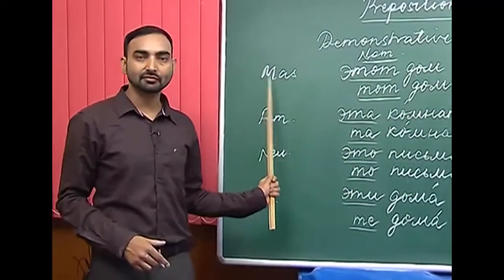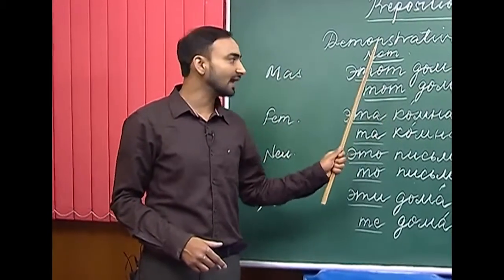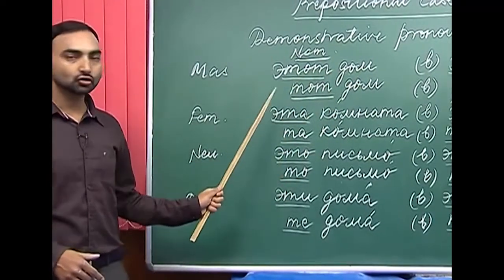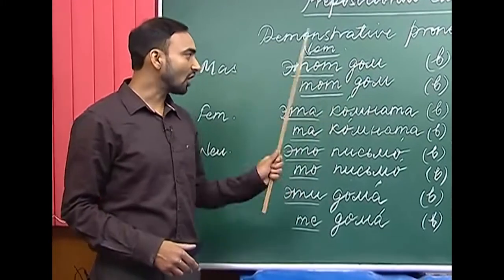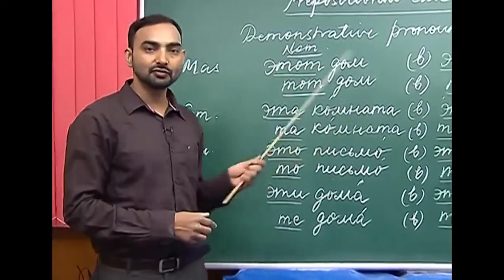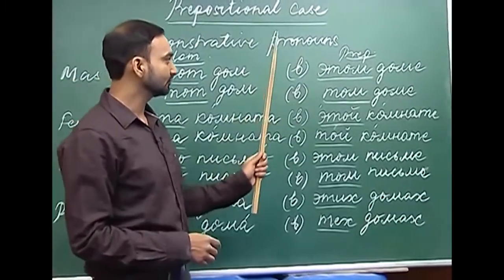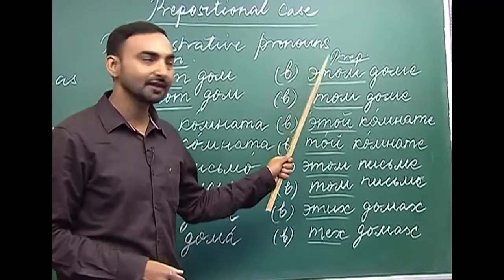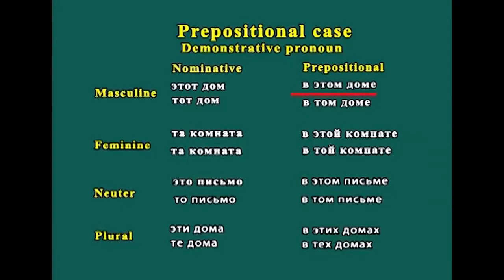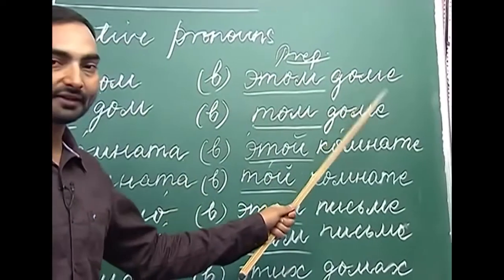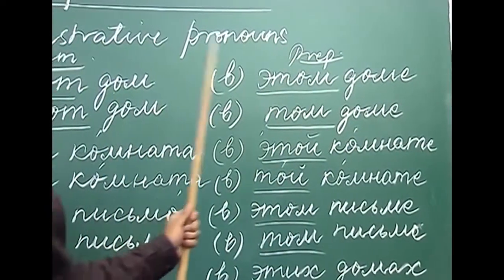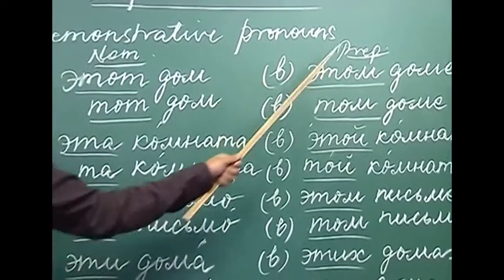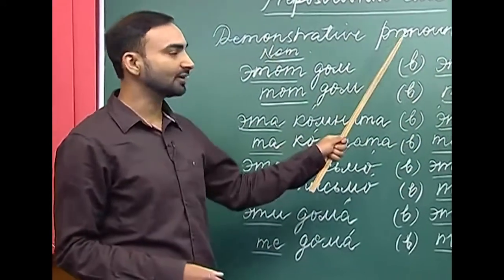First I have written the masculine form of the demonstrative pronouns etot and tot. Etot dom, this house, tot dom, that house. So, how do we change etot and tot if we use them in the prepositional case? I have written here the preposition v, which means in, for reference that it is in the prepositional case. So, etot becomes etom, v etom dome, in this house, and tot becomes tom, v tom dome, in that house. And this is the masculine form.